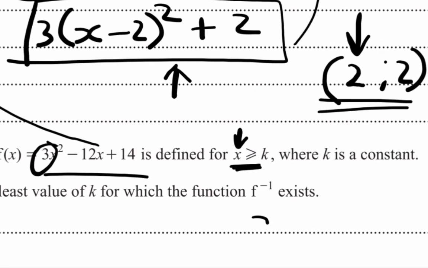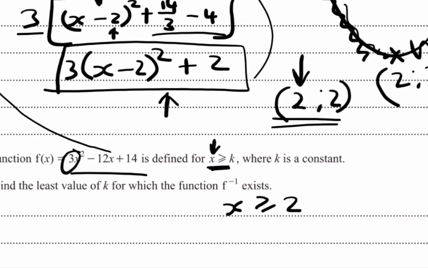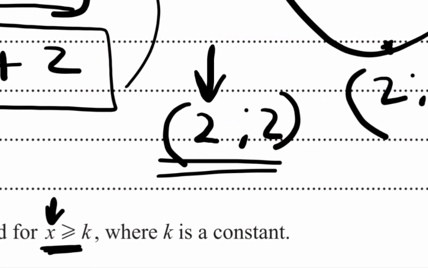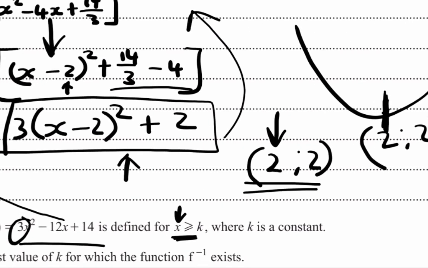Right? So our x is greater than or equal to 2, meaning, if I can draw it again, the turning point is at (2, 2), like that. If x is greater than or equal to 2, we are only considering this part of f of x. And as you can see, it doesn't have a turning point, right?